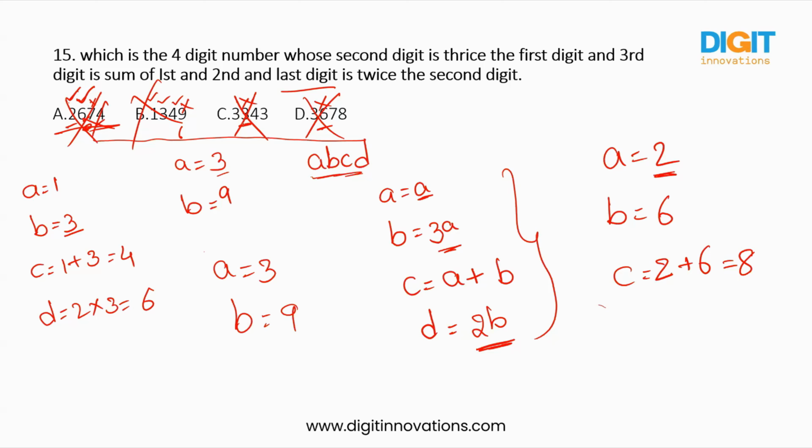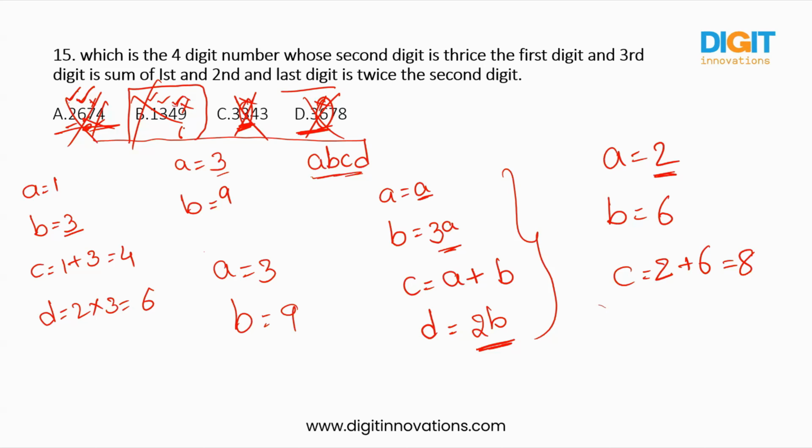When it comes to C, B is not satisfied. When it comes to D, here also B is not satisfied. But when it comes to this option B, first one is satisfied, second one satisfied, third one satisfied. Only option 9 is not being satisfied. Then you have to choose this answer as the correct one.